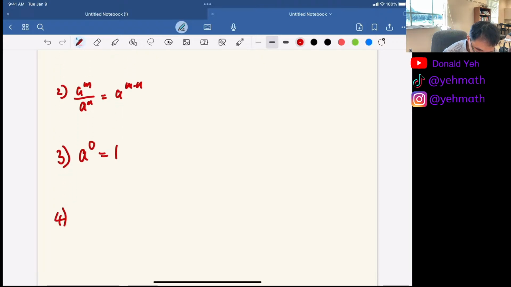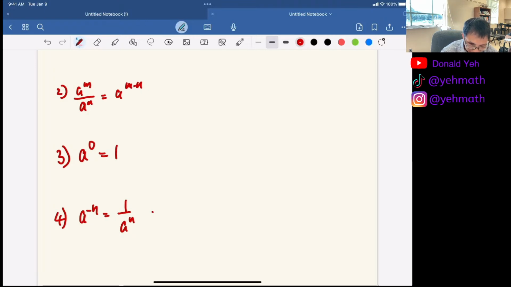The fourth rule, very, very important. A to the negative n equals 1 over a to the n. Because the exponent never prefers to be negative. If you have a negative exponent, you should always change it to positive, regardless of what happens. And this is how you change it to positive. It's called the negative exponent rule.